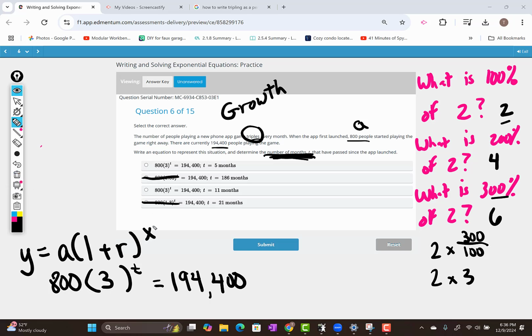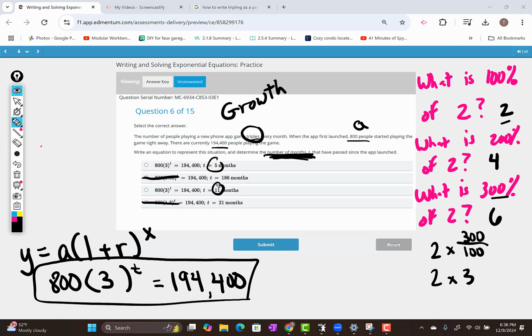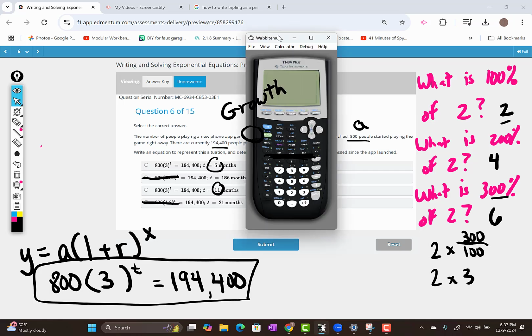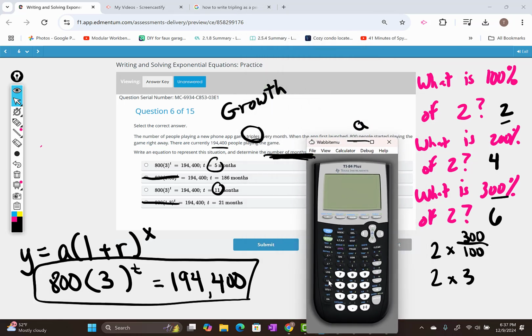The question wants us to figure out what value of t makes this equation true. So the choices are either 5 or 11. We could use logarithms to solve this. I don't think we've covered that yet. So I think the easiest way is to work this problem backwards.